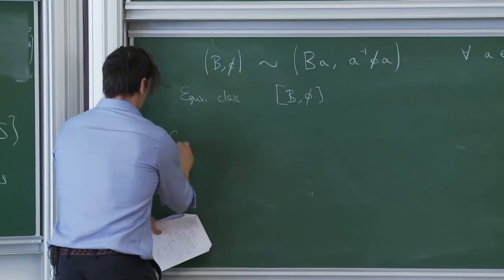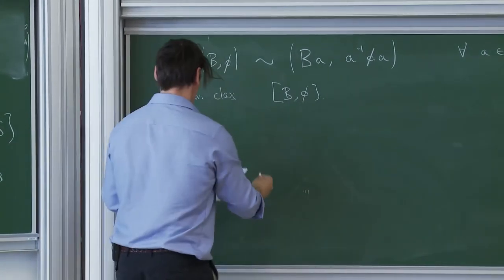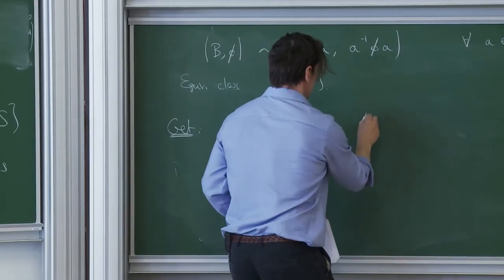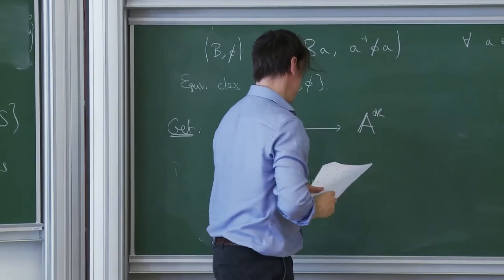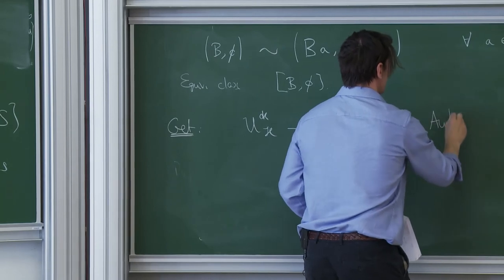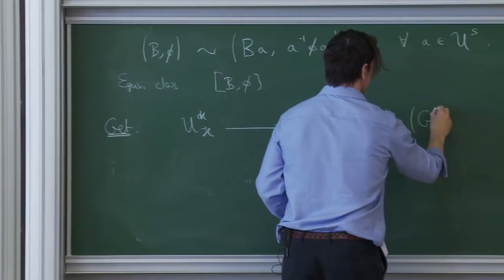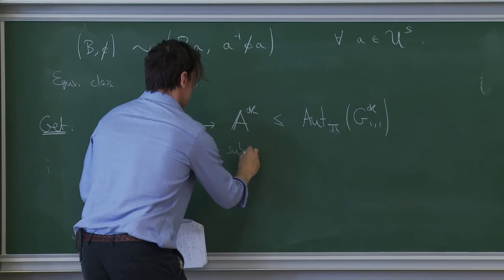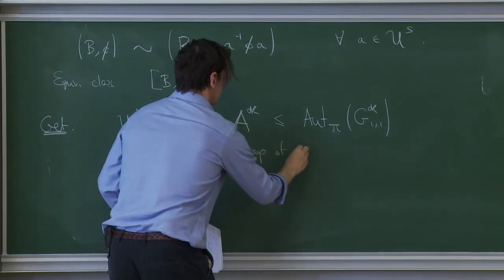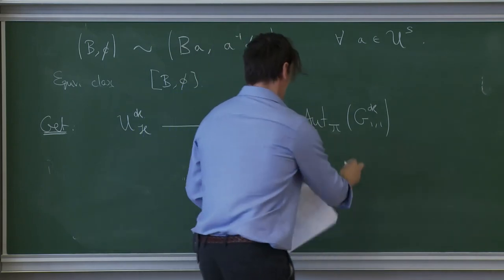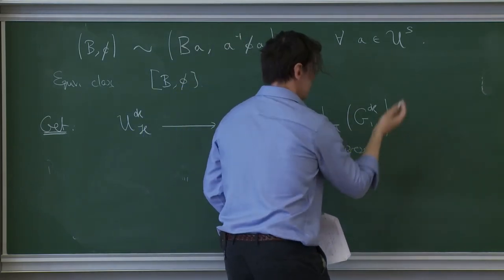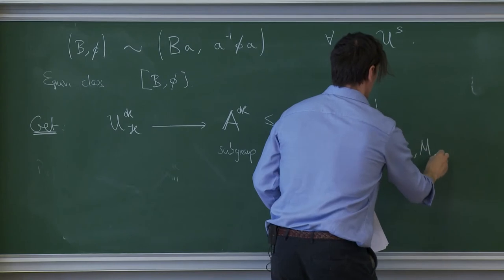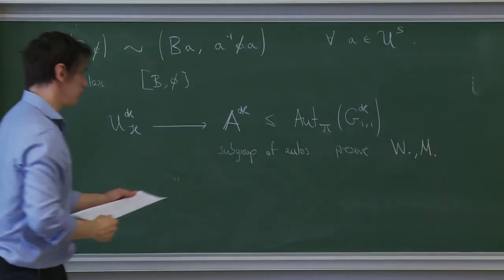So to say that in equations, what we get is a map from the de Rham Galois group to a certain automorphism group A de Rham, which is a subgroup of the pi-respecting automorphisms of G11. And it's the subgroup of automorphisms which, first of all, have to respect the Hodge structure, and more precisely the weight filtrations W and M. They don't have to respect the Hodge filtration F, but they have to respect W and M.